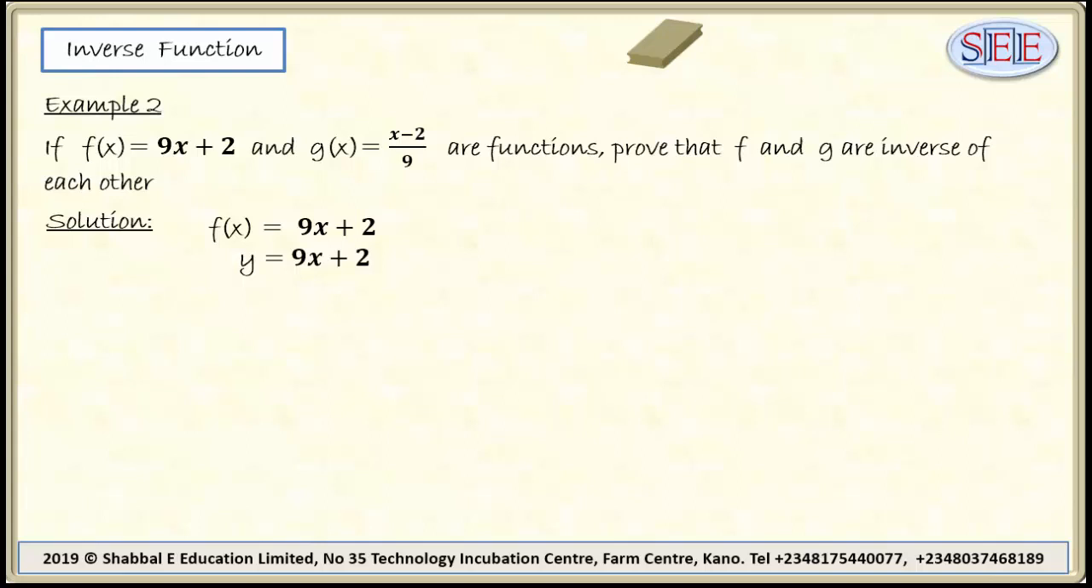Step number 2 says the variables x and y, you interchange them. Meaning where you have y, you put x there, and where you have x, you put y there. So this gives the answer x equals 9y plus 2. Step number 3 says you have to solve for y, meaning you have to make y the subject of the formula. To make y the subject of the formula, we need to take that plus 2 from the right hand side to the left hand side. So I'm going to have x minus 2 equals 9y.